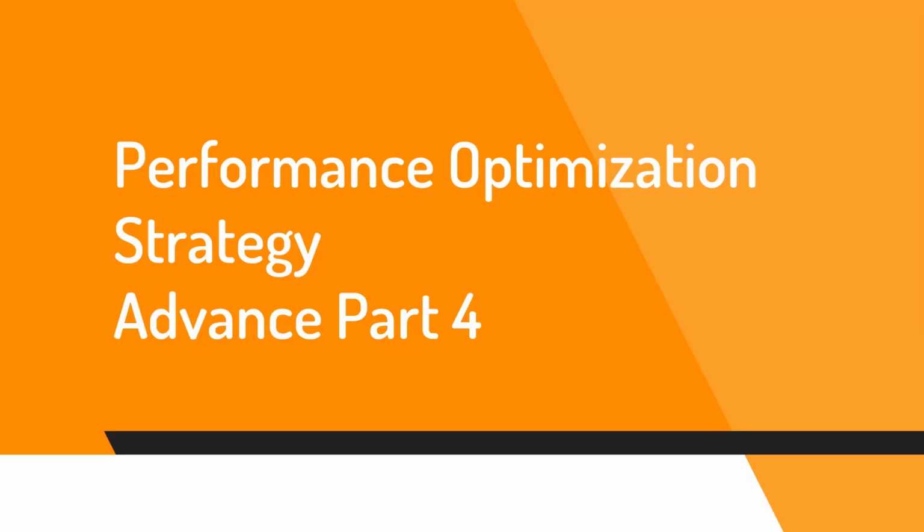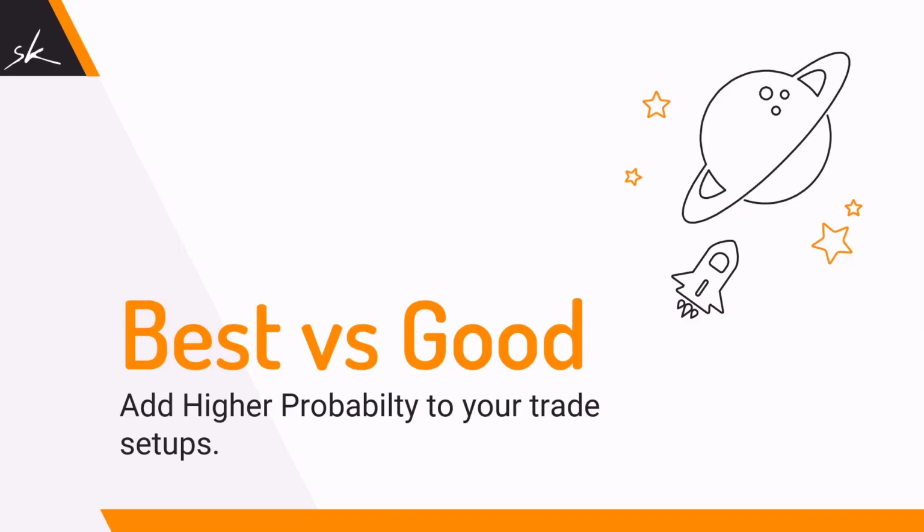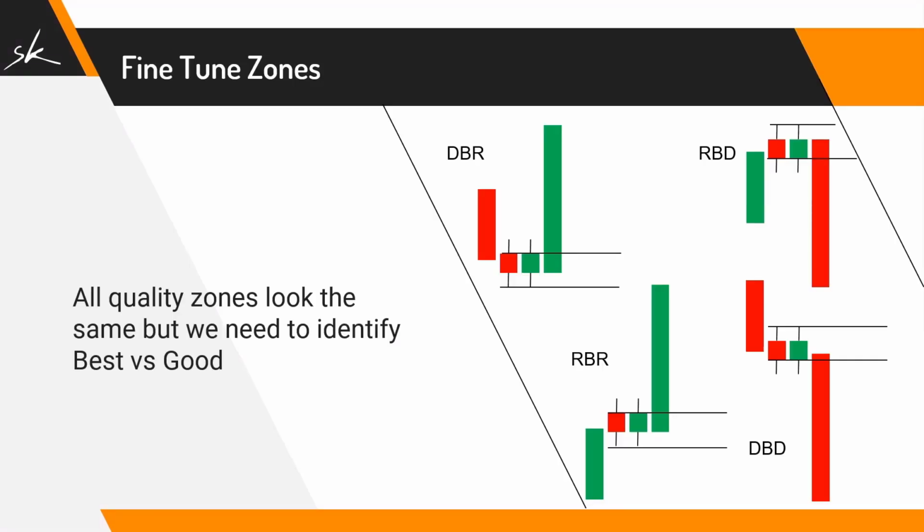Performance Optimization Strategy Advance Part 4. In this session, we will understand how to add more probability to trade setups. All quality zones look the same, but we need to identify best versus good.